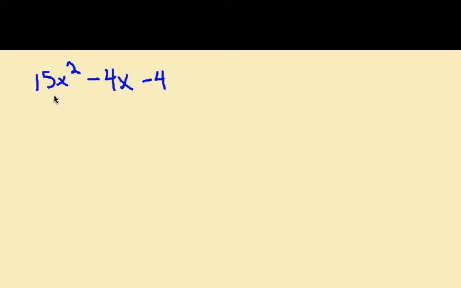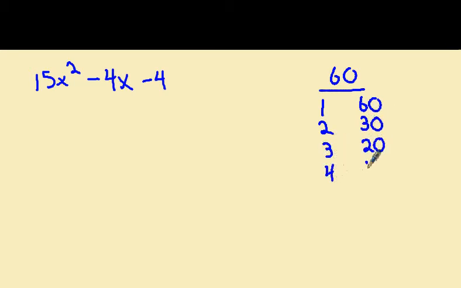To do that, I'm going to take the first coefficient and the second coefficient and multiply them. Put that over here. 60. So 15 times 4 is 60. I'm going to ignore the minus sign for right now. Now I'll take that 60 and write out all of the factor pairs for it. I like to go up so I don't miss any. And that's all of them.